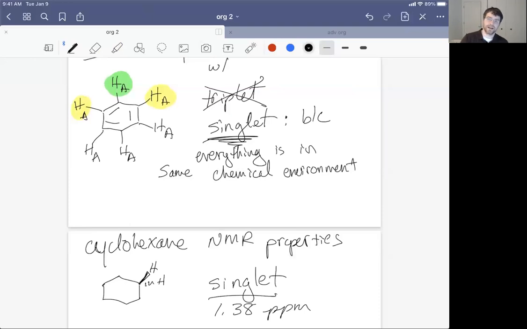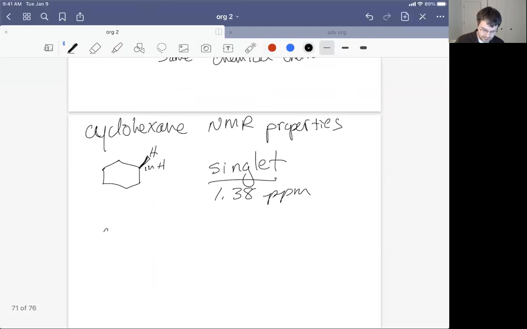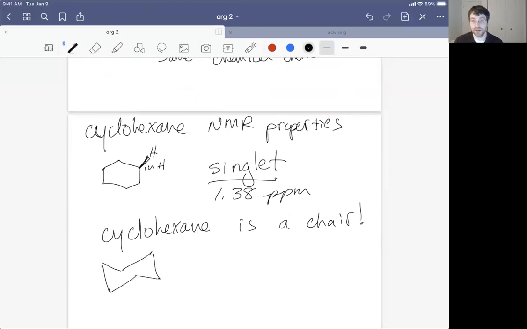Well, no, let's think back. What do we know about cyclohexane from Organic Chemistry 1? Is it a simple flat structure where the top side and the bottom side are identical? Well, no. Remember, we spent an entire exam on this. Cyclohexane is a chair. So remember the chair structure? Oh gosh, I can hear everybody groaning in enthusiasm to draw these chair cyclohexanes again.